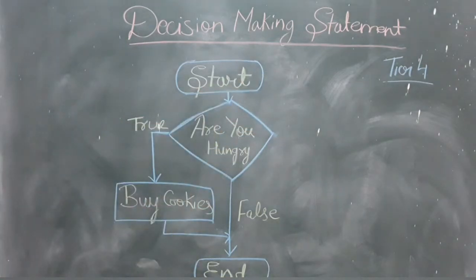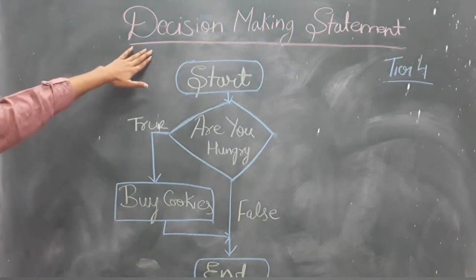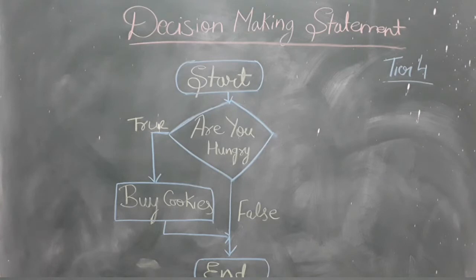Okay, so what is the topic? Our topic is decision making statement. Decision making means where you have to take which decision, what you have to decide, what the thing is correct for you at that moment. This is known as decision making. So let's see what is written in your book.